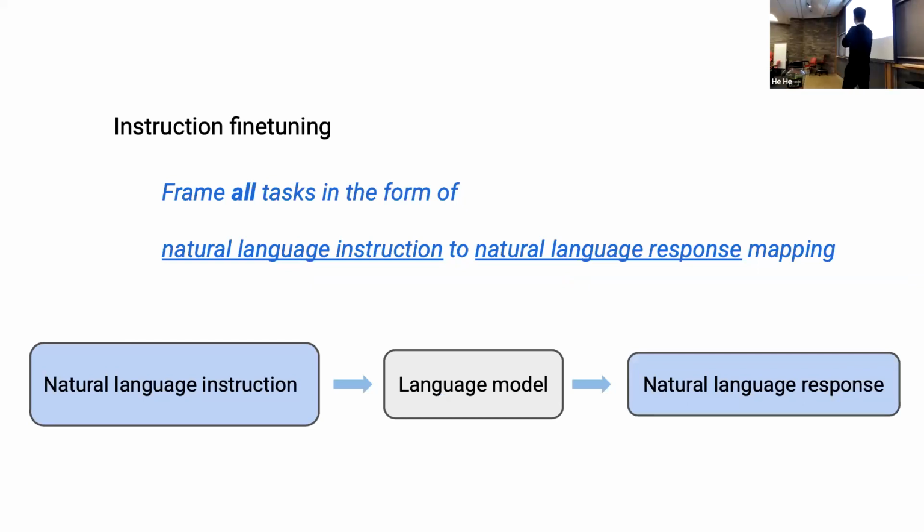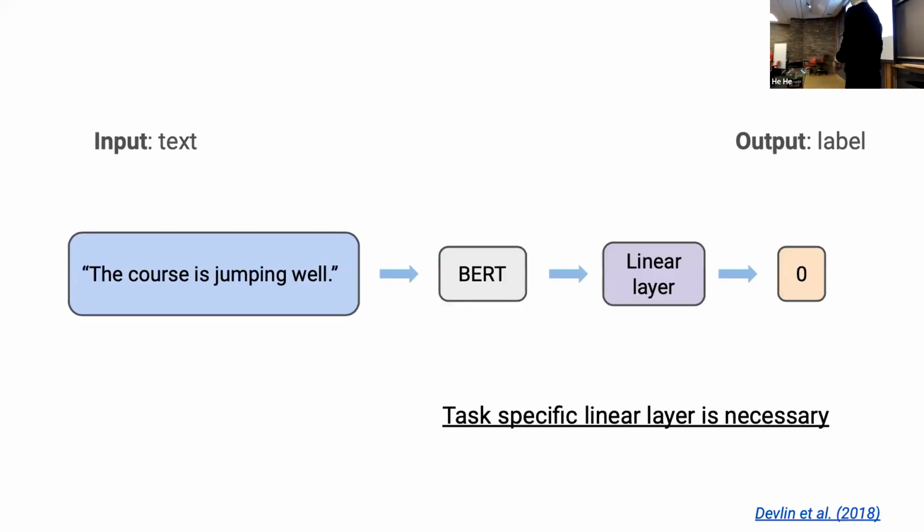The high-level idea is that we frame all natural language tasks in the form of natural language instruction to natural language response mapping. The best way to understand this is to think about what we have been doing before we had this instruction fine-tuning idea, and maybe use a concrete example to illustrate this. So let's use this example task from the GLUE benchmark, which used to be quite popular.